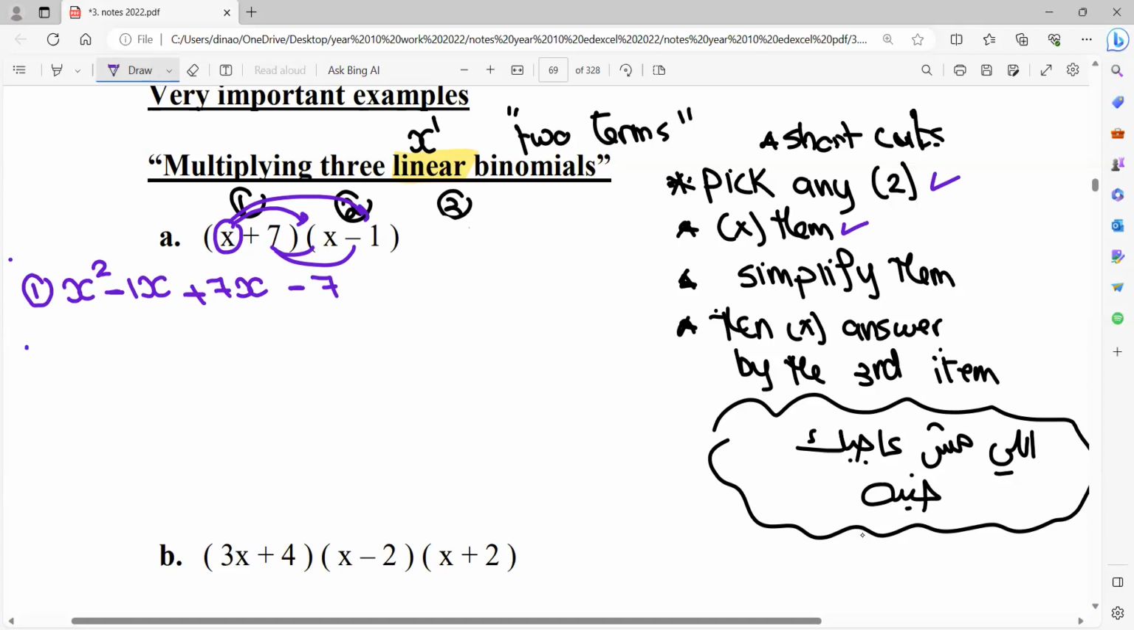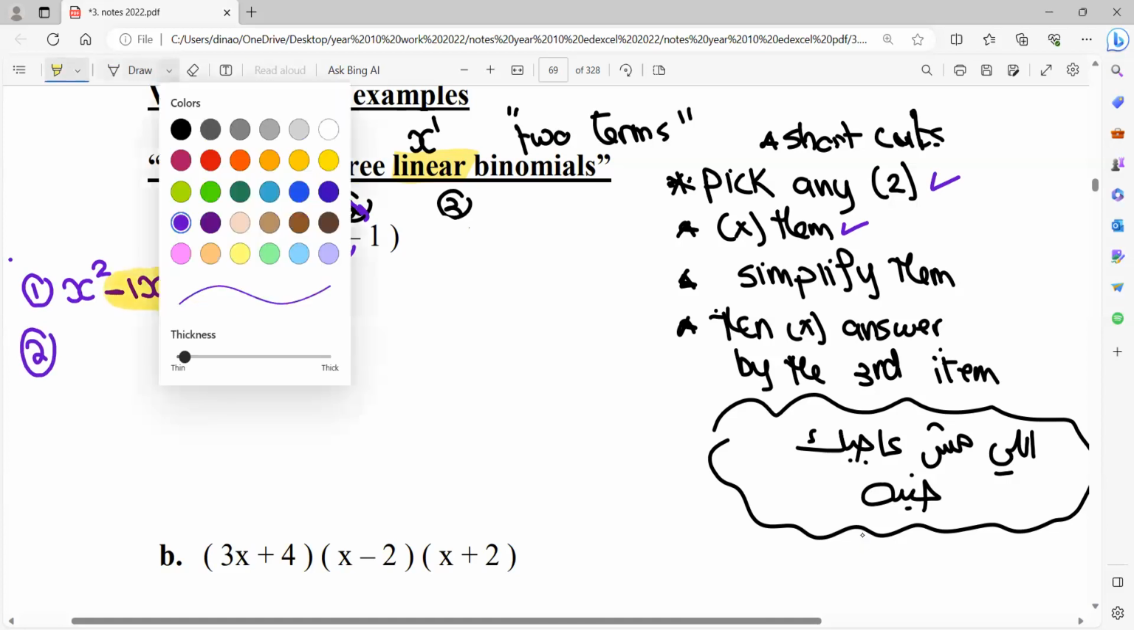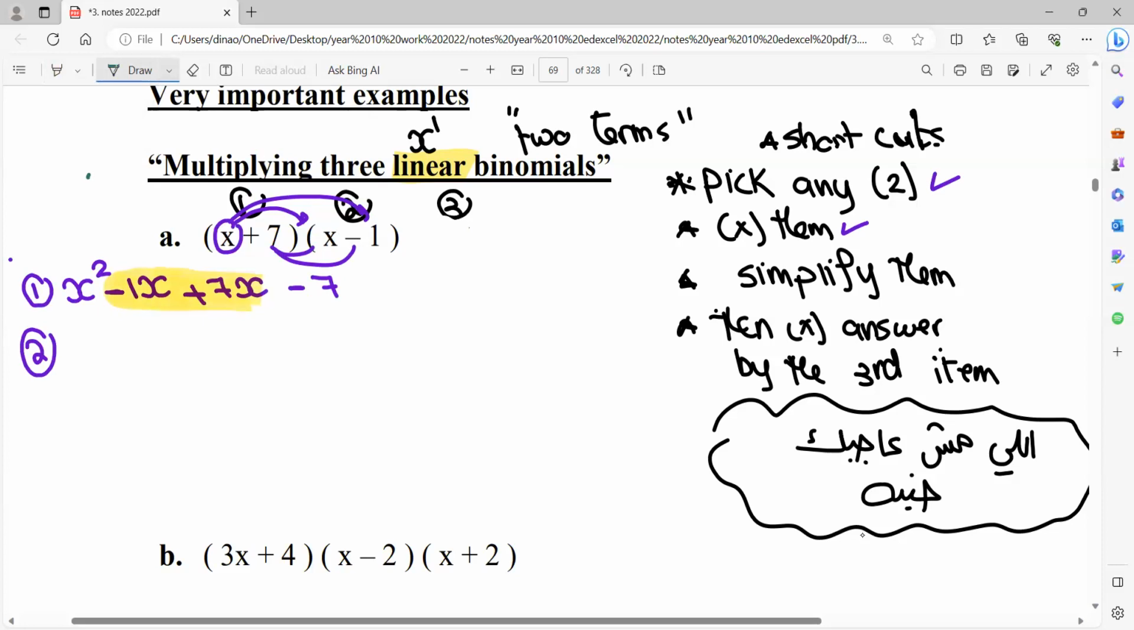Simplify, because we do have like terms. And I always advise that you simplify if there is a chance. So there goes your simplest form, which is step number 2. x power 2 plus -1 plus 7 is plus 6x, and then -7. There, we finished simplifying them.